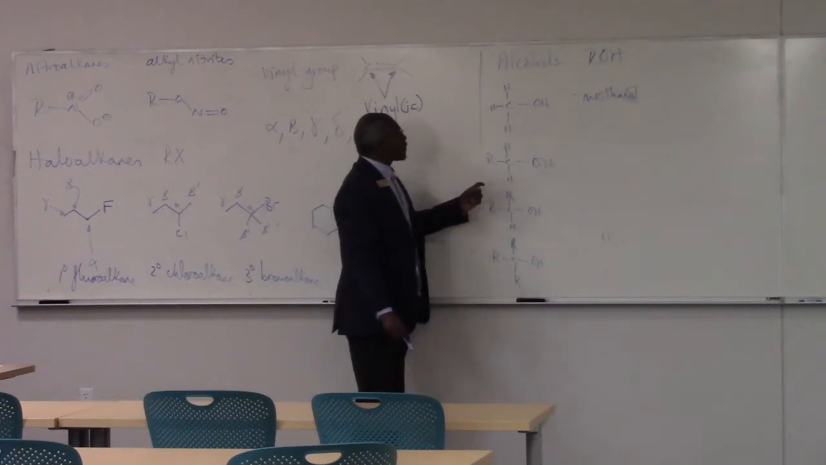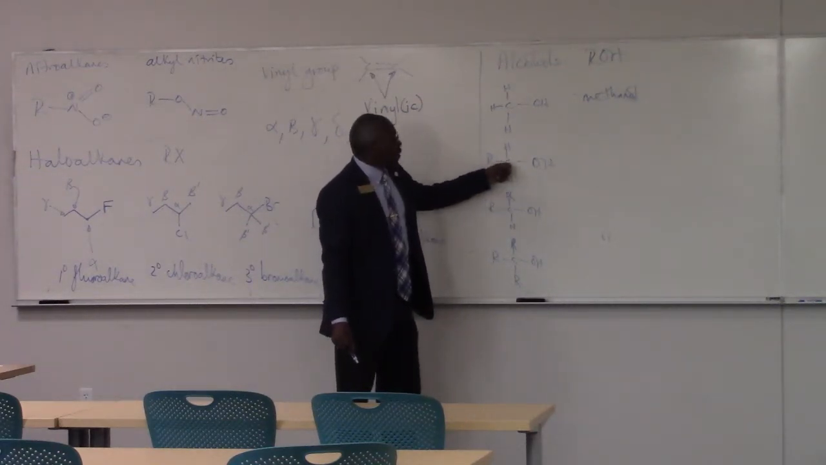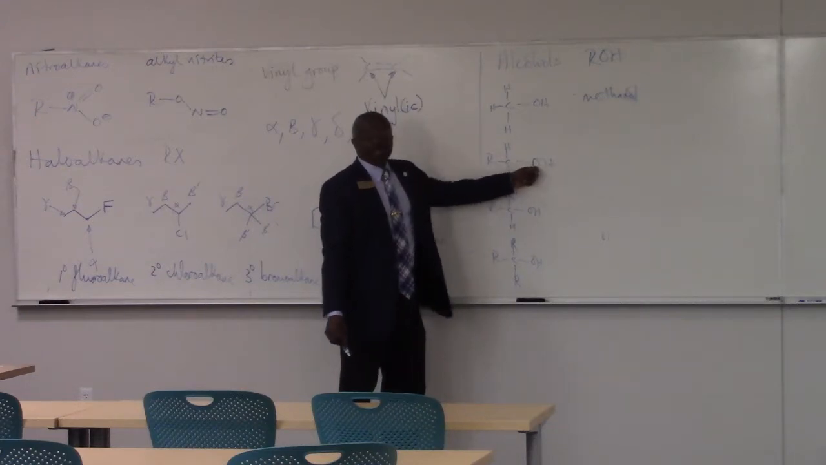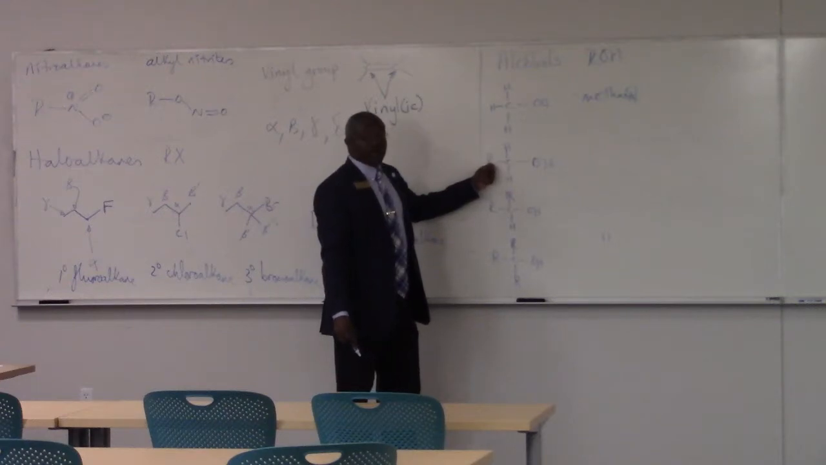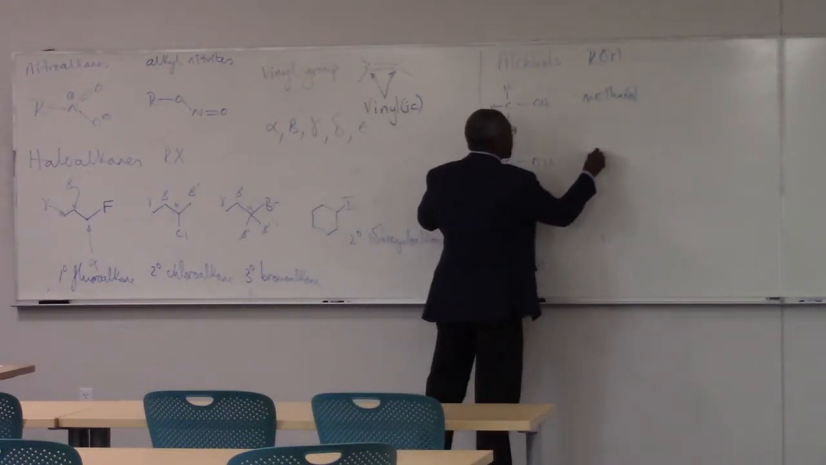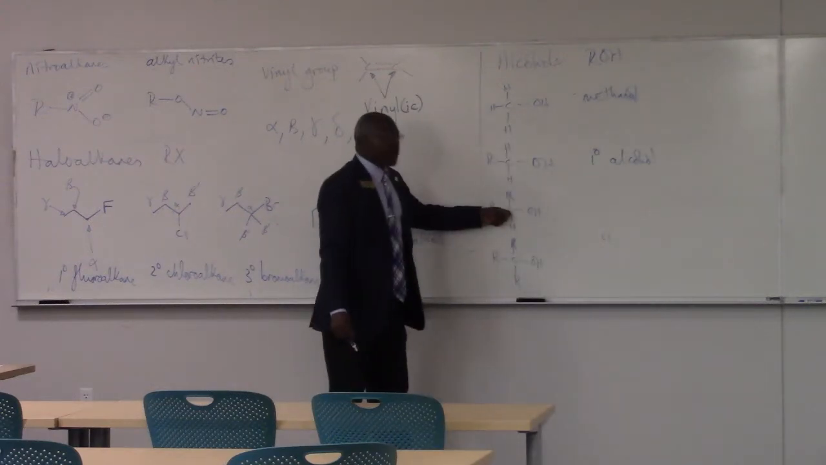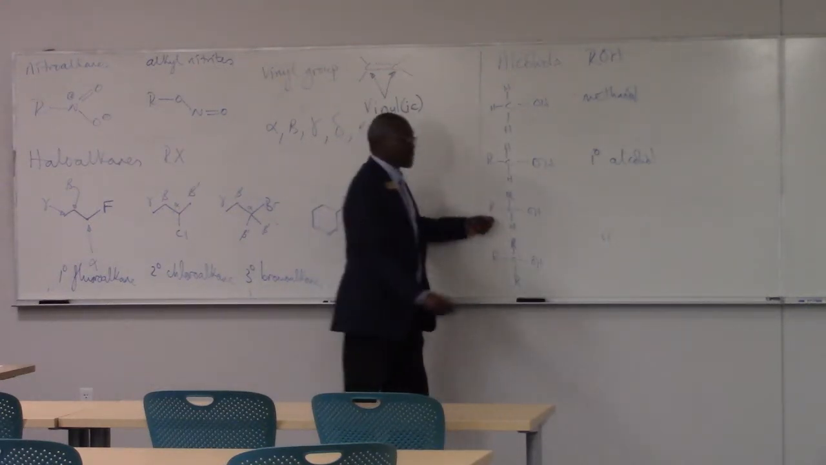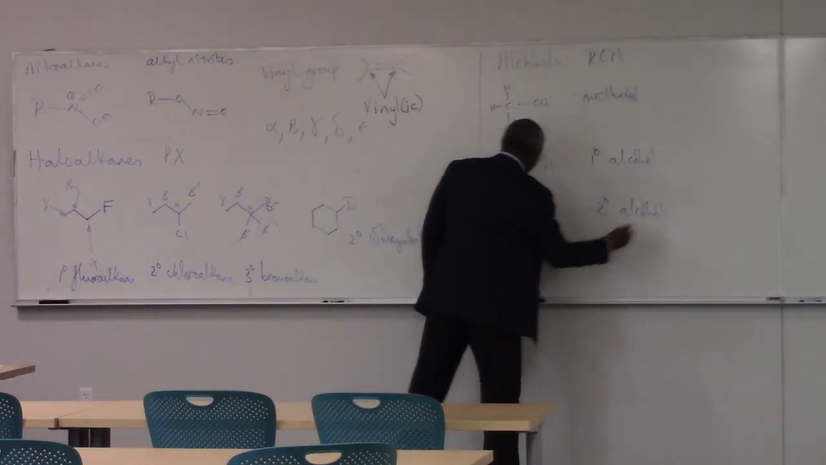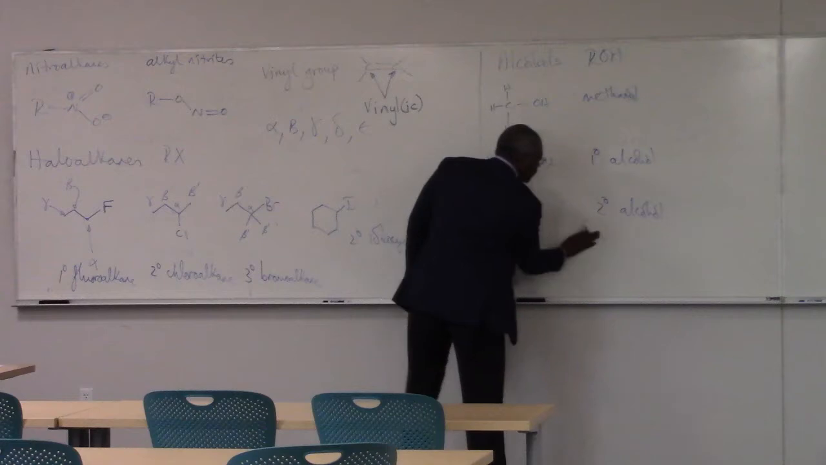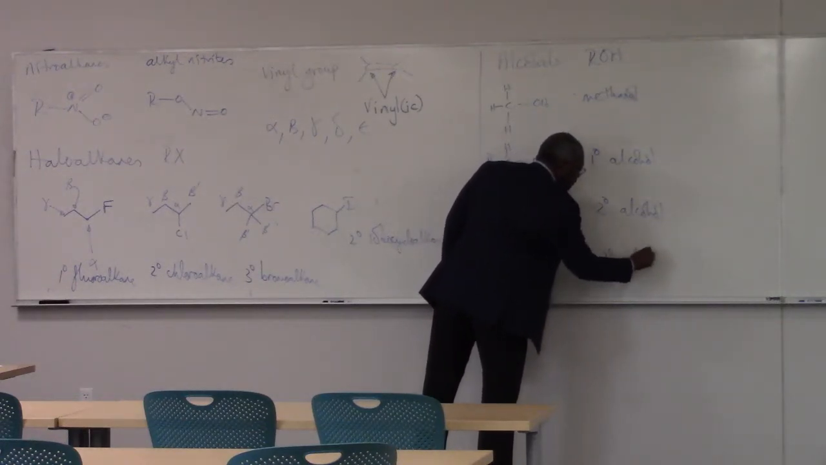Then I have alcohols where the alpha carbon, the one bound by a single bond to the heteroatom, is bound to one R group. So this is a primary alcohol. Here the alpha carbon is bound to two R groups. That is a secondary alcohol. Here, the alpha carbon is bound to 3 R groups. This is a tertiary alcohol.